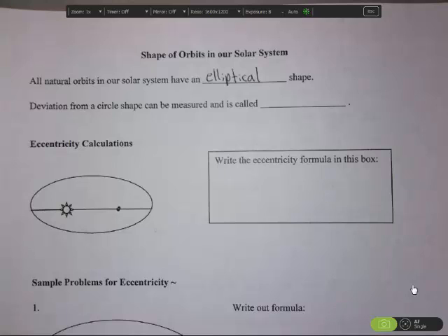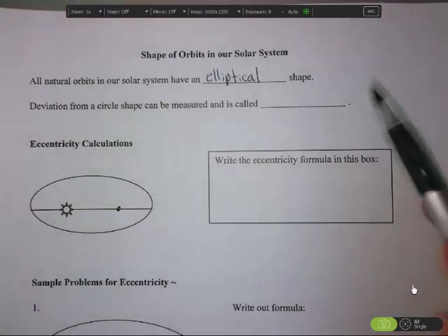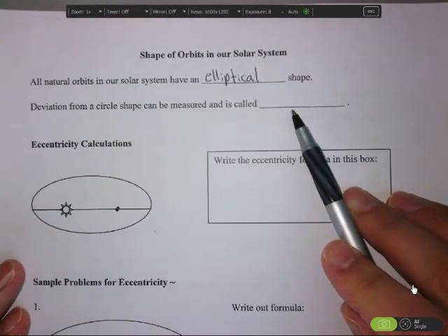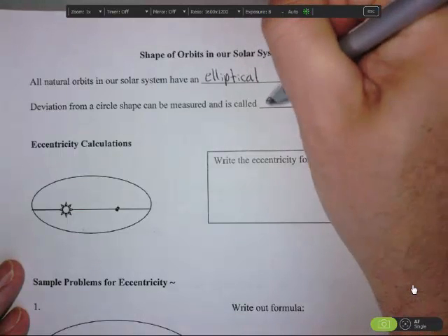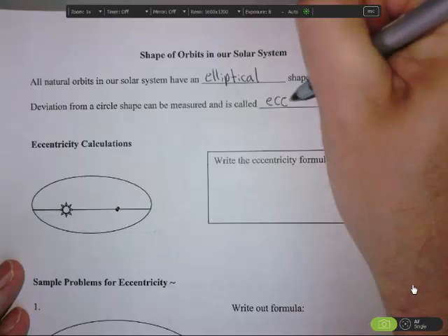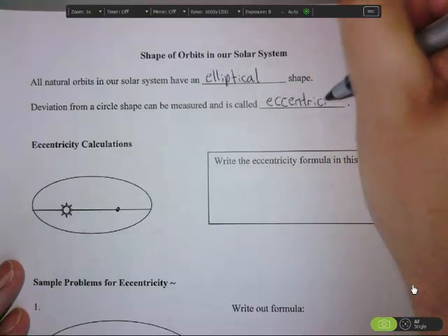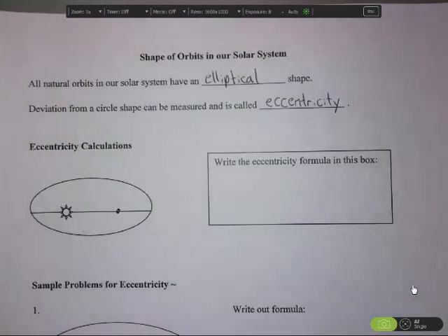Now, when we talk about that, it's hard to just say, well, right now it's moderately elliptical. Well, it's sort of elliptical. It's kind of elliptical. You can't use wishy-washy terms like that. It's too subjective. You need a way to make it objective. In science, how do we make things objective? We use numbers, people. Because you can measure it, someone else can measure it, and you're going to come up with something very similar. So deviation from a circle shape can be measured, and when we measure that, it's called eccentricity.